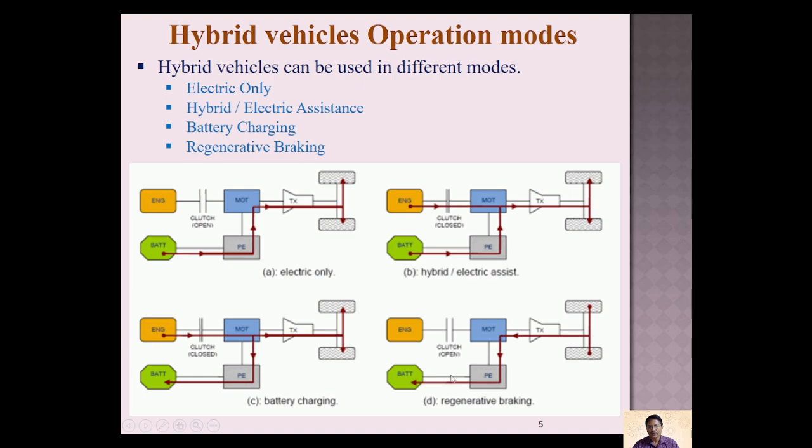The fourth condition is regenerative braking. The engine will not work, and the motor acts as an alternator or generator. From the wheel through the transmission box, the motor rotates and electricity is produced. That mechanical energy is produced as electricity and fed to the power electronics, and the energy received from the generator is stored in the battery. This is how regenerative braking works. So four modes of operation are possible.